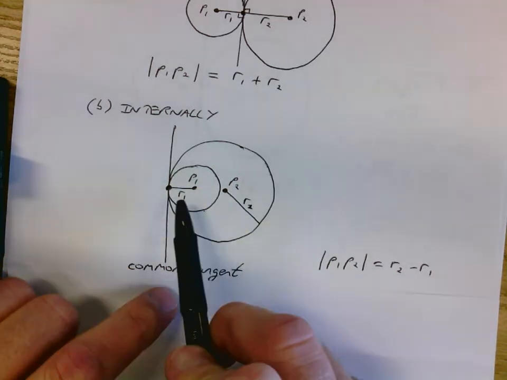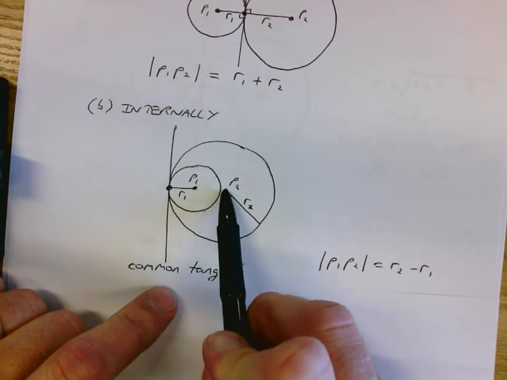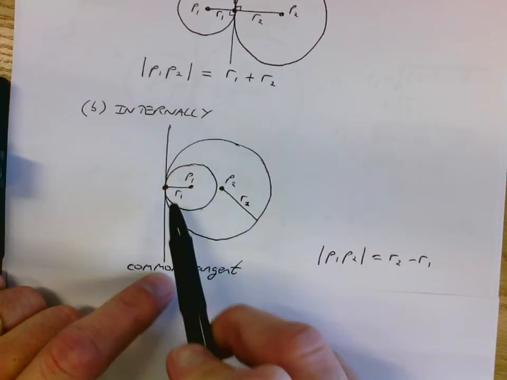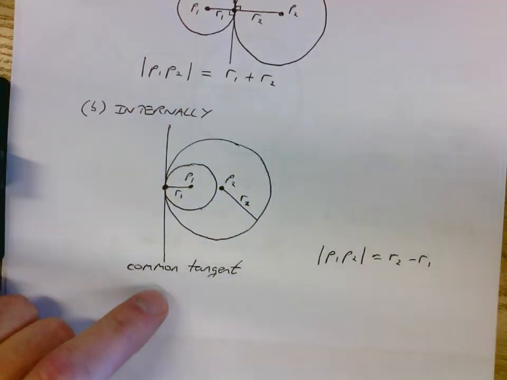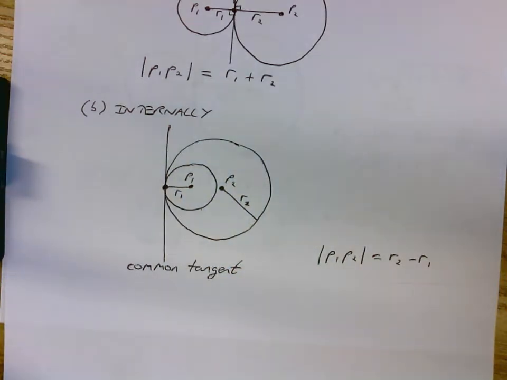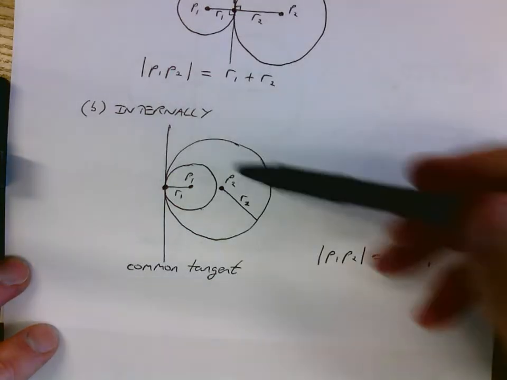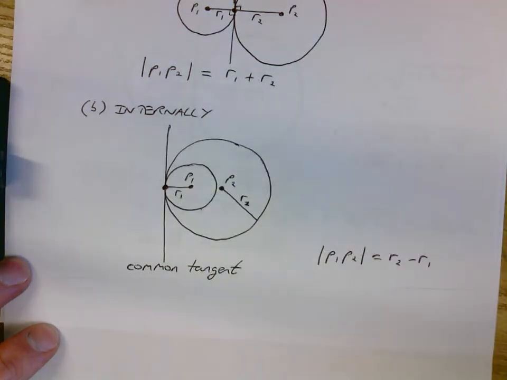But it could be that this little circle actually goes through the centre P2. Or it could be that it goes around the other side of P2 like that. So you'll have to look at the picture and figure out for yourselves what the situation is for each question, if they touch internally. And again, this is called the common tangent over here.